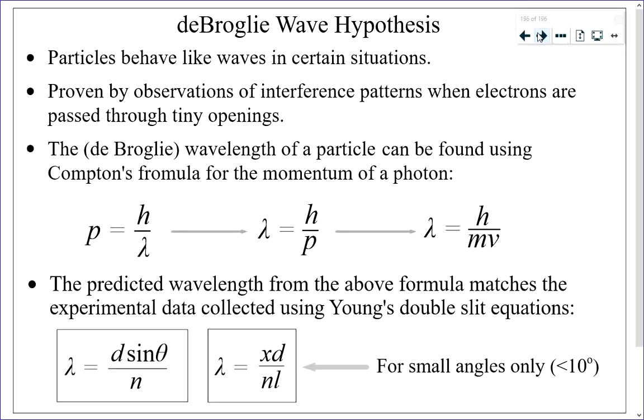So you're expected to know how to do problems where you have electrons that are accelerated by a voltage to a speed and then diffract. And you're expected to determine things like the angle of the n equals 2 interference pattern. You're simply going to calculate the de Broglie wavelength using this formula and then use that de Broglie wavelength in whichever of the two formulas below are applicable to the problem. Remember that this xd over nl is only good for small angles less than 10 degrees.